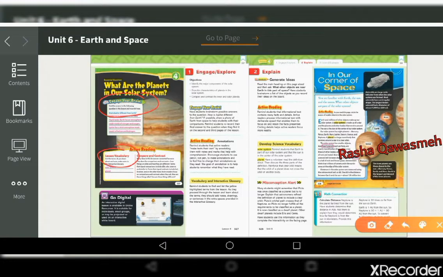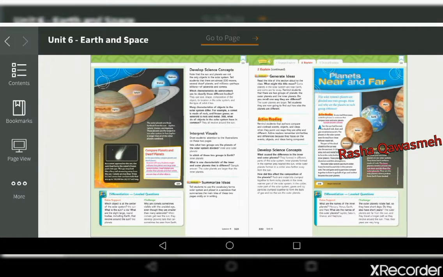This lesson mainly contains 3 parts. The first part is talking about the inner planets of the solar system. The second part is about the outer planets of the solar system. And the third part is talking about the life zone, which is Earth. How is it suitable for life? So this part is mainly talking about the solar system and the inner planets in the solar system.